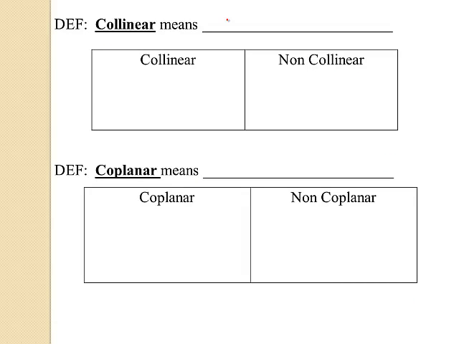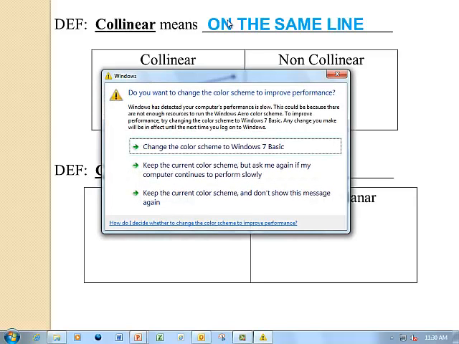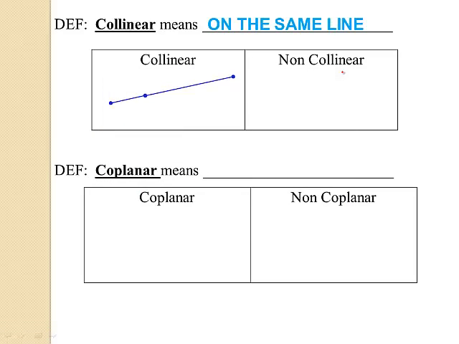2 other terms in geometry that are important are collinear and coplanar. Within the word collinear is the word line, and it means on the same line. So collinear is on the same line. So if I have my figure here, I have A, B, and C. A, B, and C are all on the same line. If you're non-collinear, or not on the same line, that means you're going to have A, and B is going to be up here, off of the line, and then you have C here.